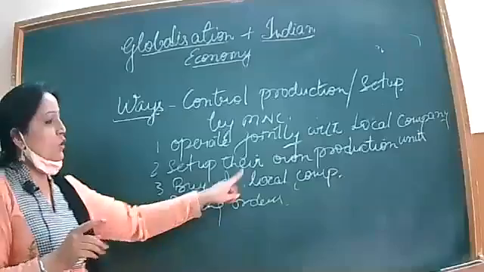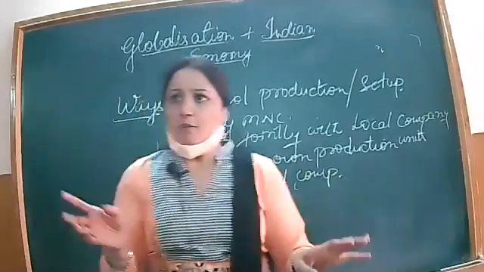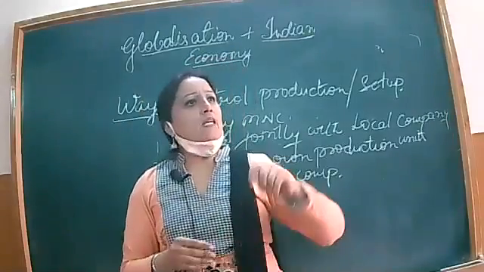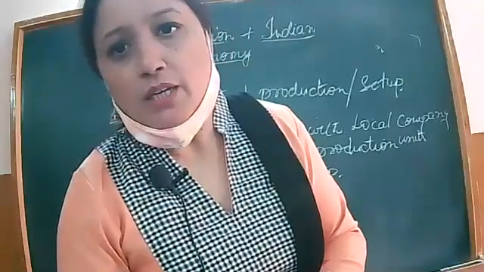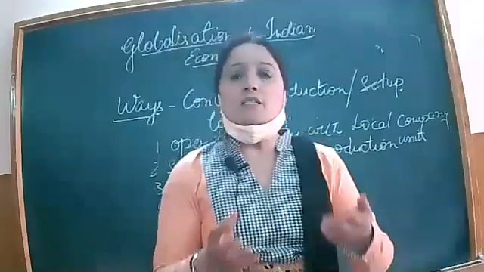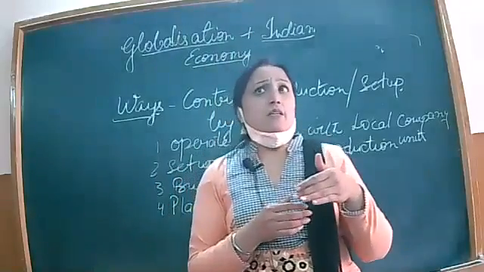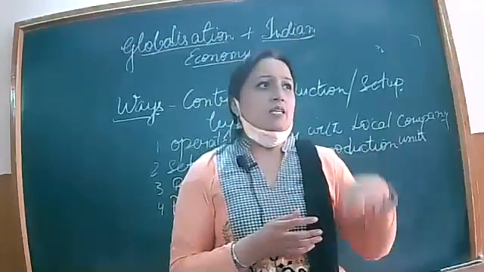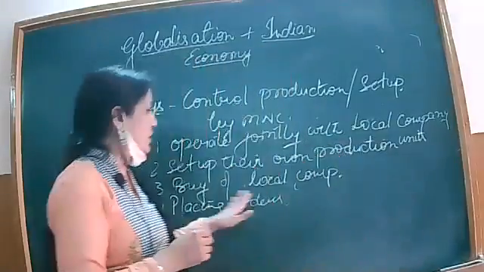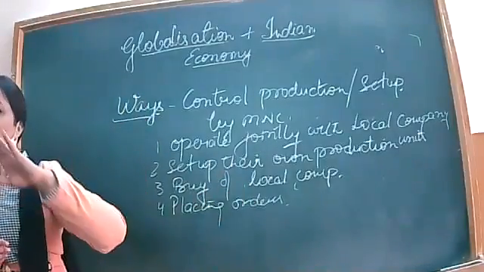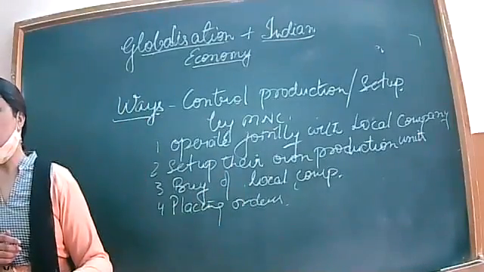Third, buy a local company. I have enough money because I belong to an MNC, I can buy any local company. When I buy a local company, again I have to face certain formalities: you have to change the GST number, I have to change the name of the brand and all that. But this is also one of the options. I can buy any local company with enough money in my pocket, right?